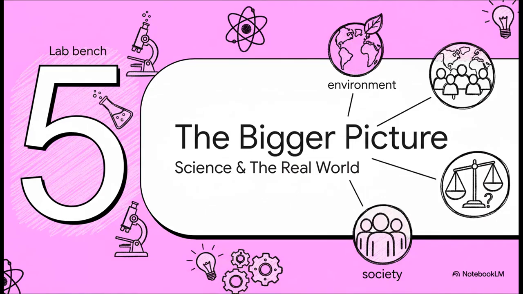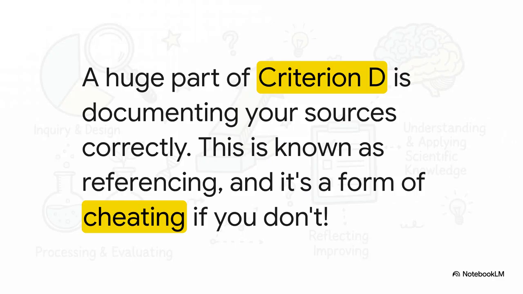All right, on to our final trial, criterion D, reflecting on the impacts of science. This is where you connect your findings to the bigger picture, to society, ethics, the environment. A really important part of this is just communicating like a scientist, and that all starts with properly crediting the work of others. Okay, and this is a big one.